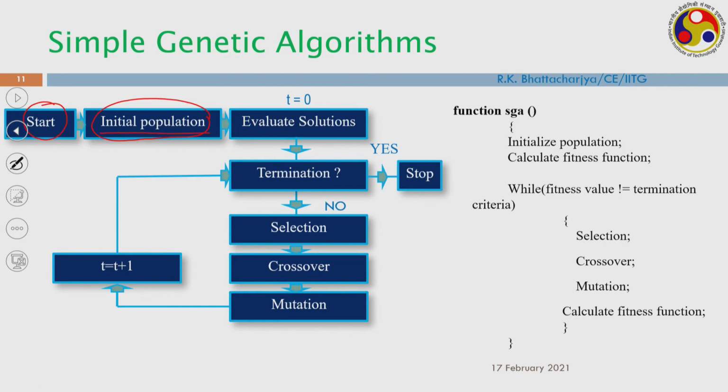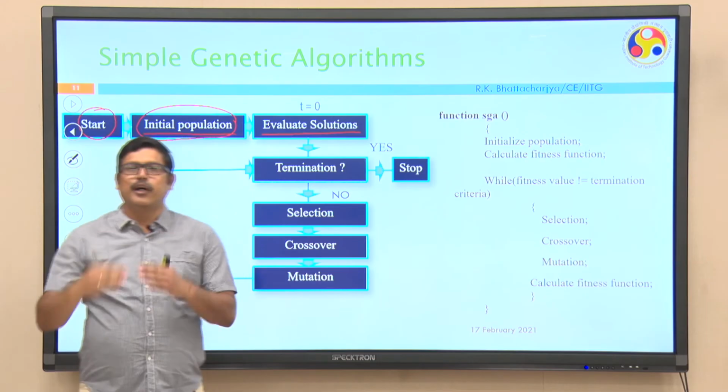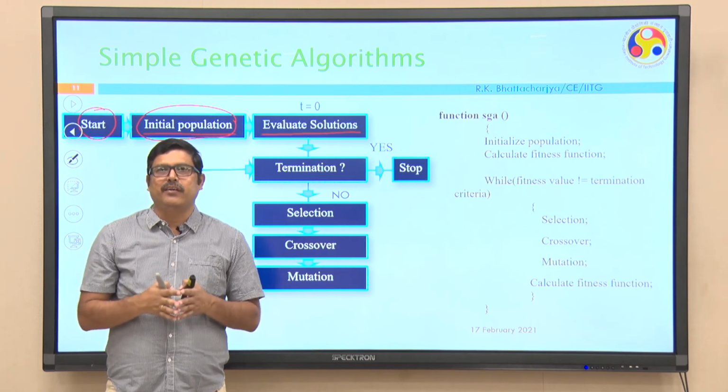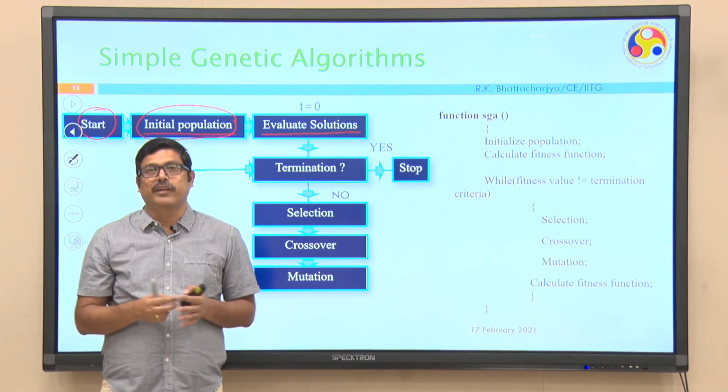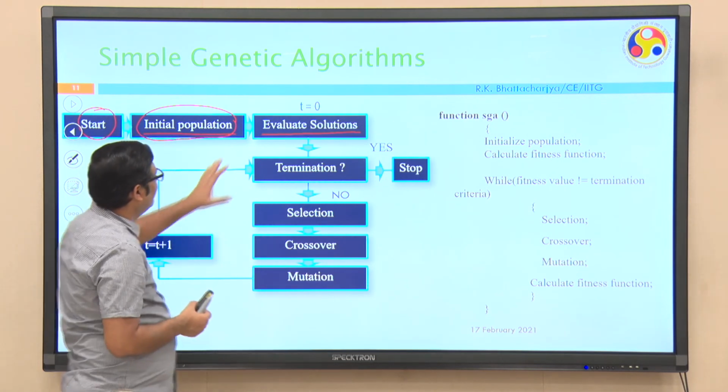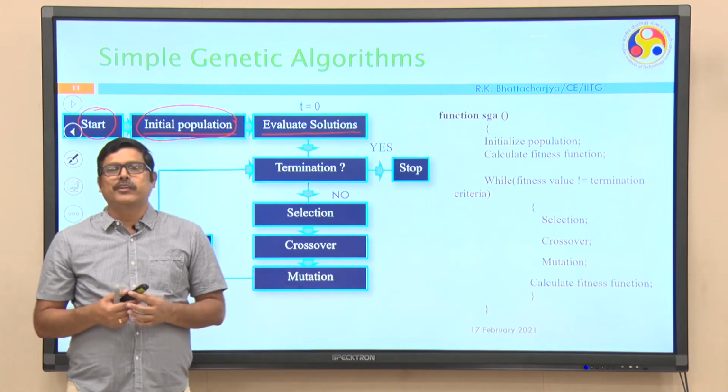Now, next is to evaluate the solutions. So, evaluate the members of the population. Suppose your population size is 15, that means it is a set of 15 solutions. Now, you evaluate these solutions. What does evaluation mean?